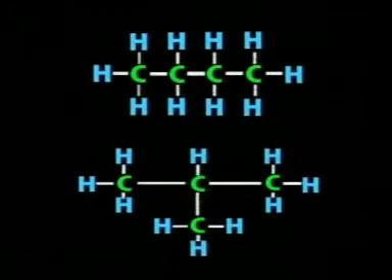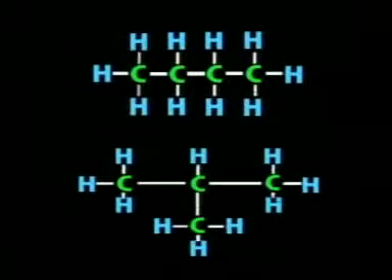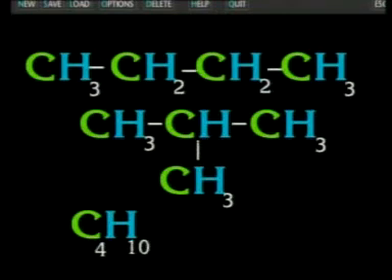Consider an organic compound butane. Its molecular formula is C4H10. We can write its structure in 2 ways as 1 and 2. These are called structural formulas. A structural formula indicates how the carbon atoms are bonded to each other as well as the number of atoms of each element. As structural formula consumes time and space, therefore we can write the structural formula in a more convenient form called condensed formula.